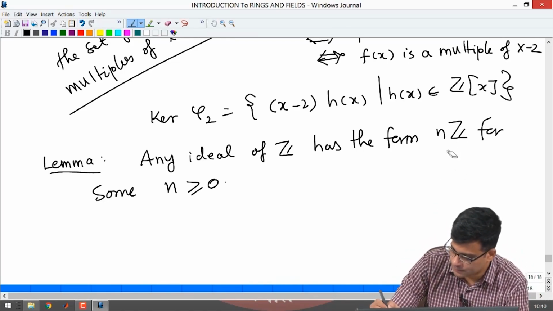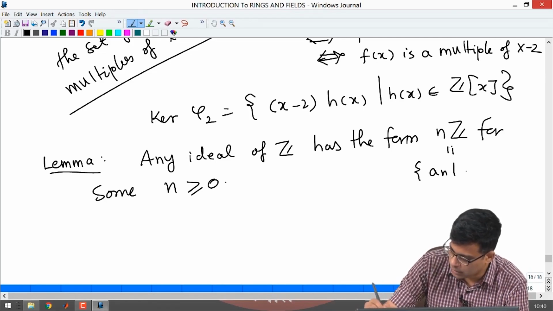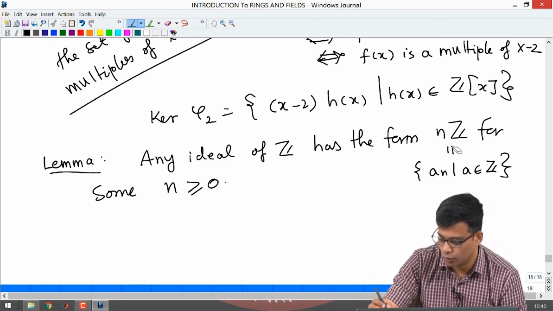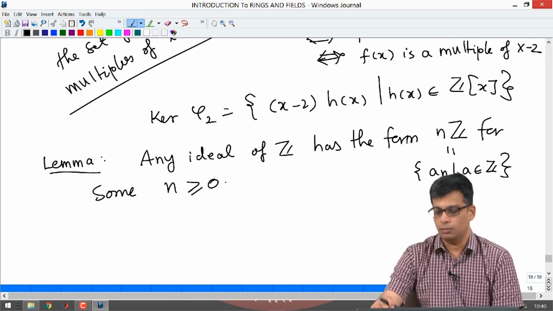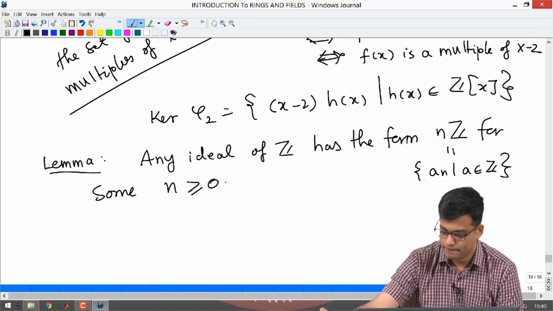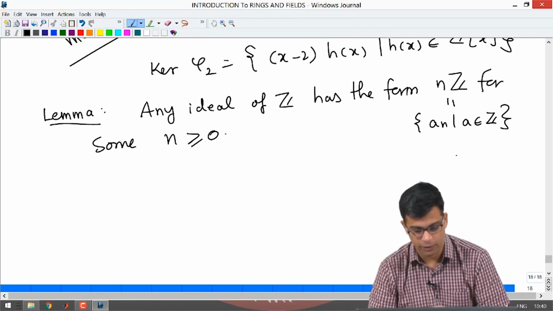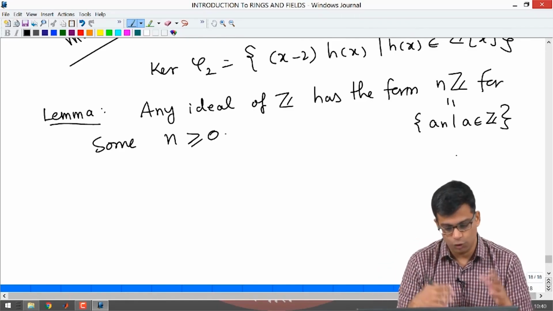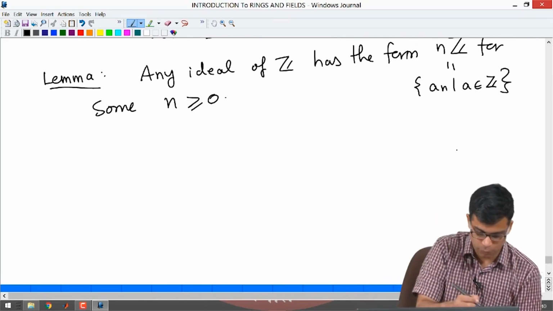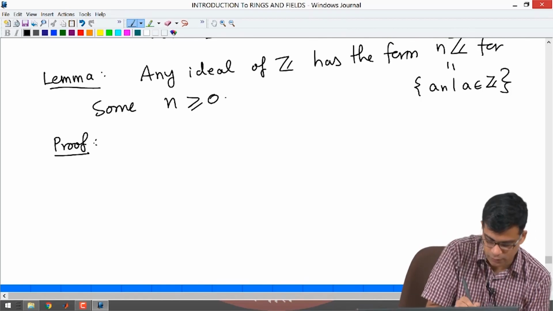Remember what is nZ? This is the set of all multiples of n. That is just a short convenient notation for writing all the multiples. So, nZ stands for an as a varies in Z. I claim that every ideal has that form. This is a very nice result, right, because you can't have strange sets becoming ideals. So, every ideal is of this form. The proof is a standard proof using Euclidean division. So, let us quickly do this.